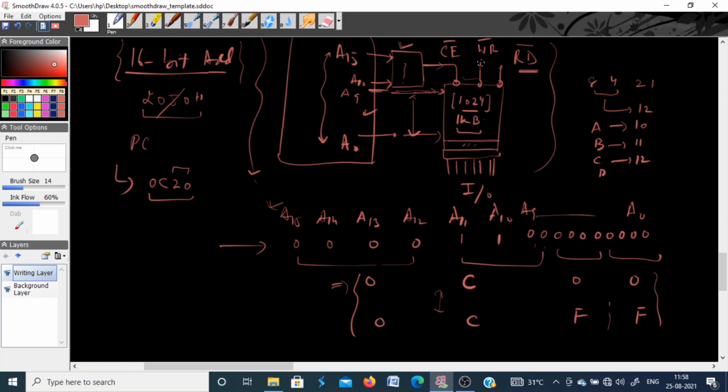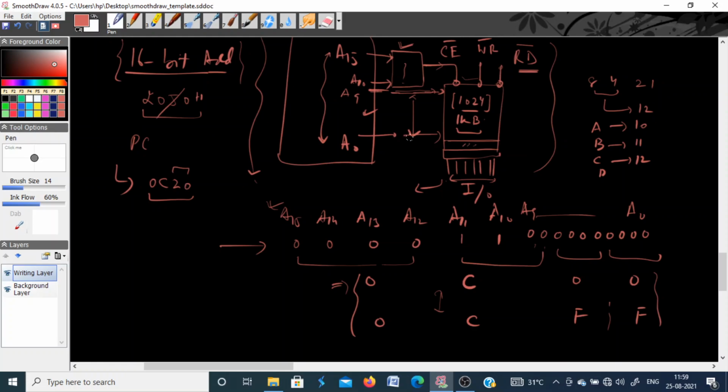Similarly, if you want to read some information from the memory, the processor sends a read control signal, so that the data from the memory location identified by this address comes on the data bus and goes inside the processor. The processor then sends it to the instruction decoder, which decodes it and comes to know the purpose of the instruction, and accordingly it gets executed.